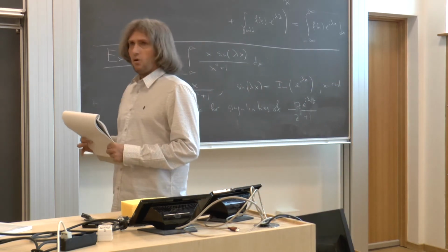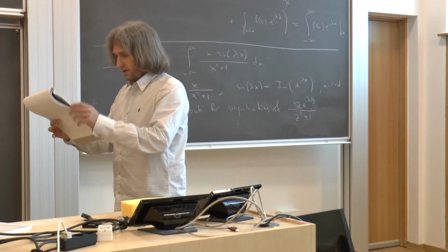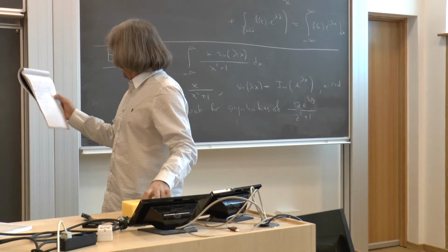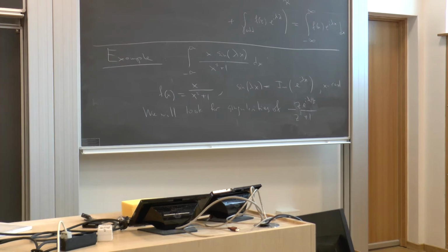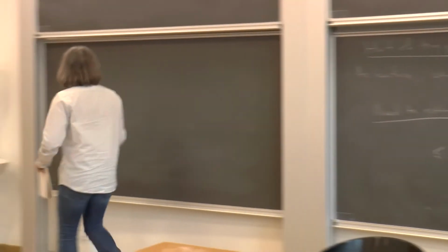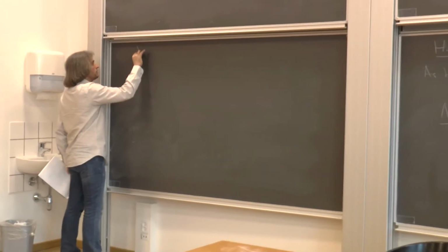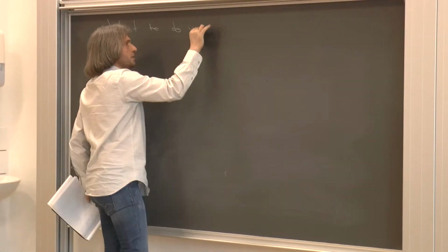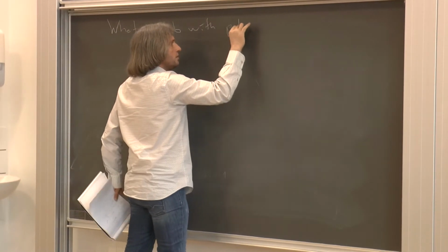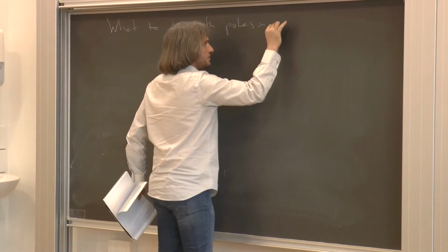Now another almost example, so I won't go very far in the proof, but at least I want to mention this example. So this is what to do with poles on the real axis.